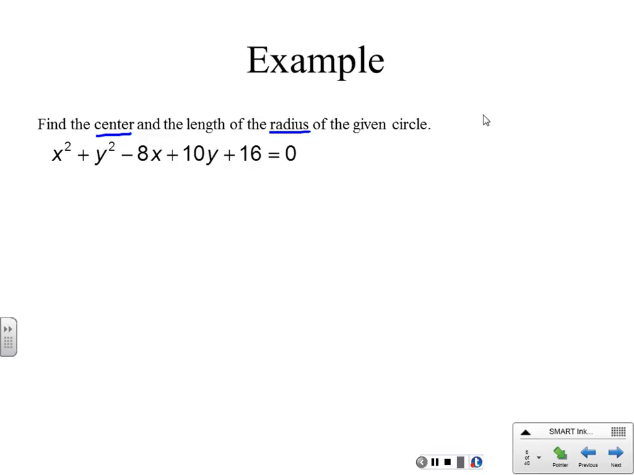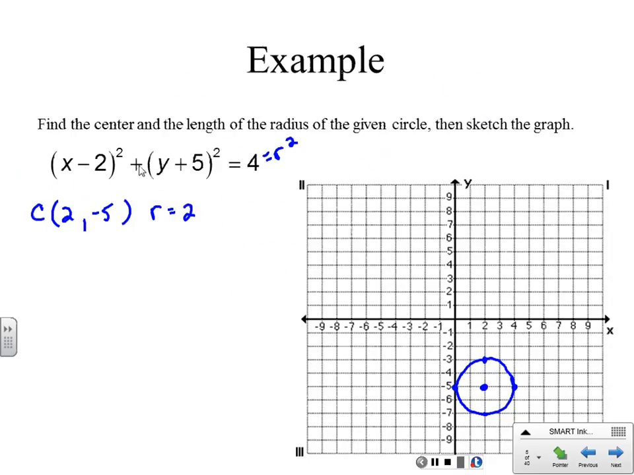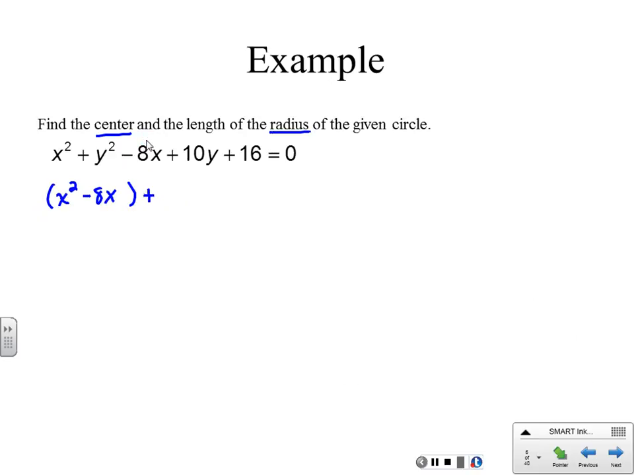Watch this. Anything that has an x, put it in a group. So we'll have x squared minus 8x, plus, because in standard form, look at your cheat sheet, there's a plus sign in between them. Now let's do the y grouping. You have y squared plus 10y. And then I'm going to move that 16 over to the right, which turns it into negative 16, right?